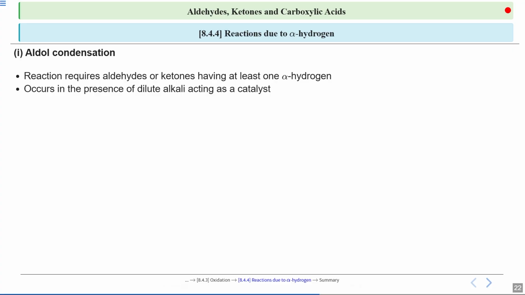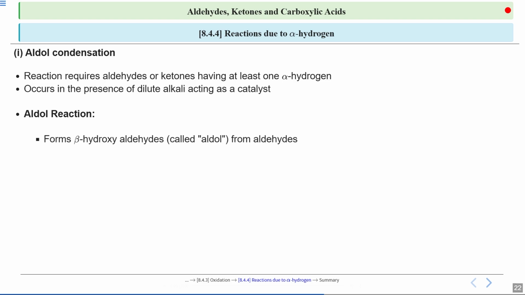Okay, so there will be a dilute alkali and this will act as a catalyst. Now, what are catalysts? These are the substances that speed up the chemical reactions without being consumed. Now, let us look at the aldol reaction.